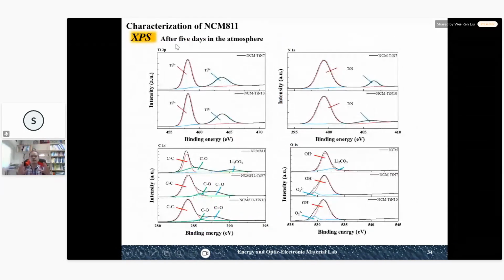Here we show the FTIR spectrum after 5 days in the atmosphere. As I mentioned before, for the pristine NCA811 we just put the electrode in the atmosphere for 5 days, and you can see it creates some lithium carbonate. The lithium carbonate gives very poor capacity contribution. However, for TiN7 and TiN10, you can see there is no lithium carbonate on the surface. It means the titanium nitride coating can inhibit the lithium carbonate reaction on the surface.